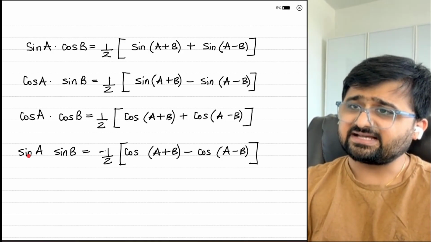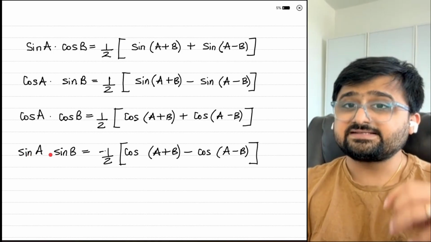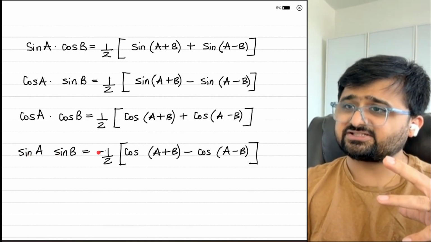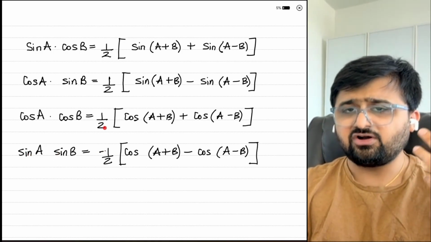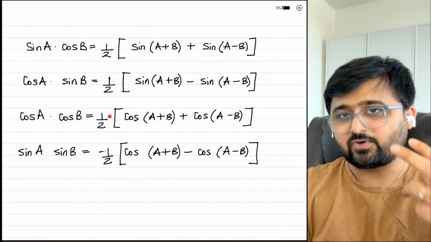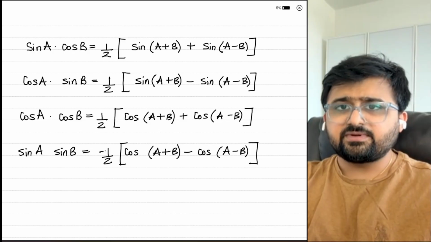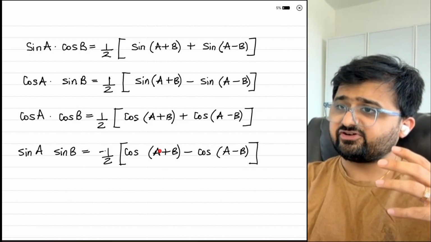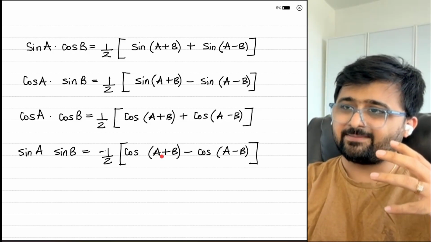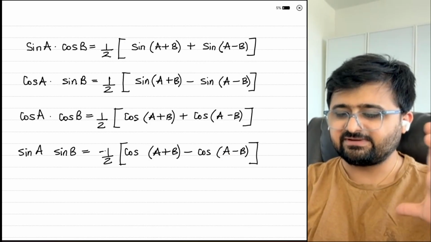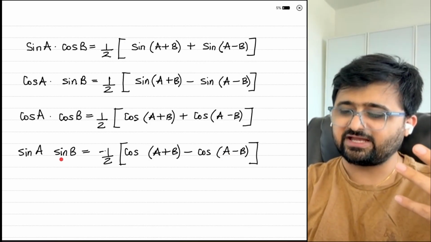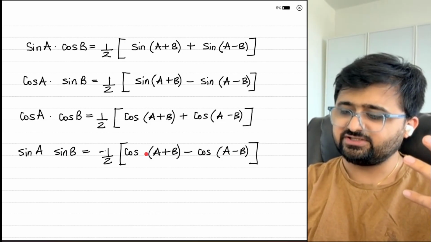They are for different combinations of sines and cosines. In this case, I have sine times sine. This is the only defactorization formula that starts with a negative half. All the remaining defactorization formulas start with a positive half. And this formula has cosine minus cosine. Also remember that in these defactorization formulas, the first term always has the angle a plus b, and in the second term it's a minus b. Basically addition of the two angles in the first term and subtraction in the second term.